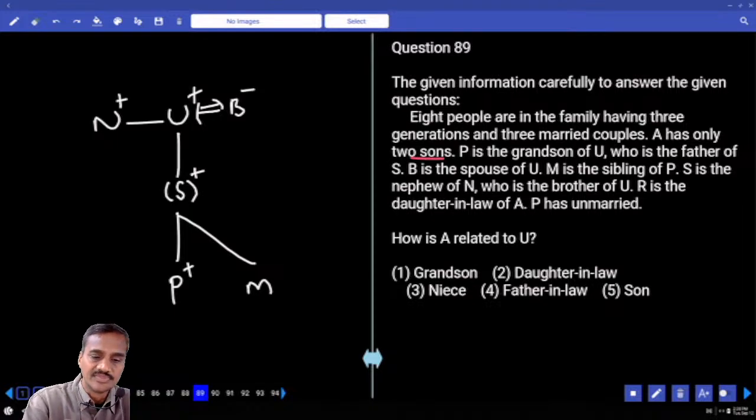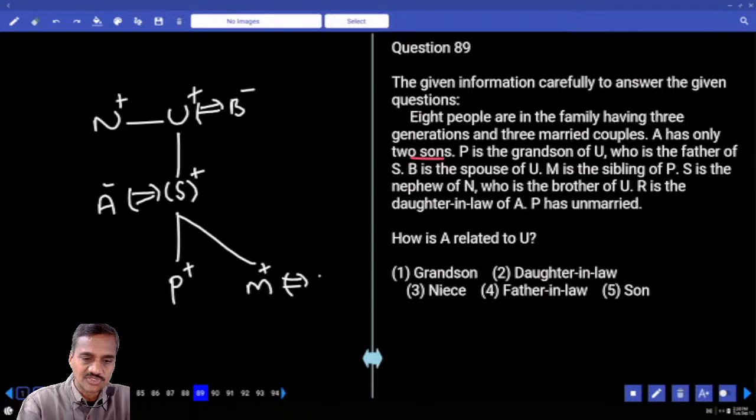Then S and A. Can you take S and A like this? Now if A is here, then A is a female. Now if A is a female, then P is unmarried. Then who is the other person we have? And A is having only 2 sons. Then R is the daughter-in-law of A. 1, 2, 3, 4, 5, 6, 7, 8 persons were done. 3 generations, and there are 3 couples. And there are 2 unmarried. Who are those 2? N and P.